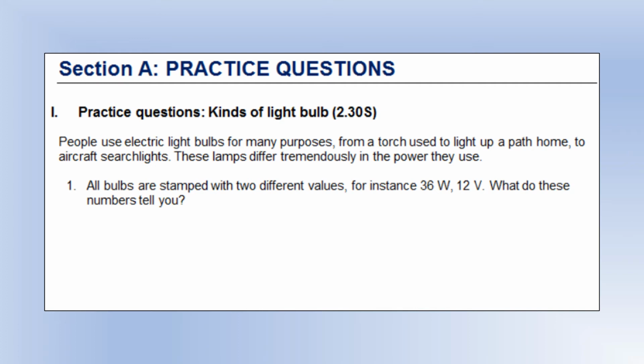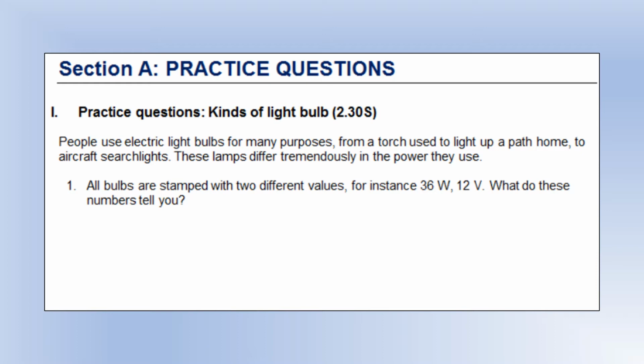So in this video we're going to take a look at some practice questions on electricity from the second booklet. First question: people use electric light bulbs for many purposes, from a torch to light up a path home to searchlights, but they differ in the amount of power they use, because a brighter, more powerful bulb is going to be using more energy every second.